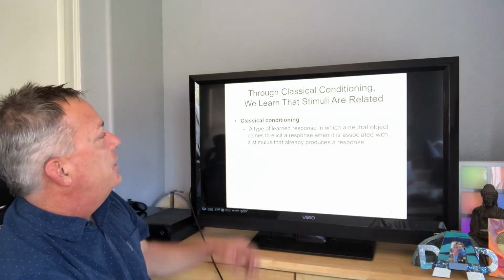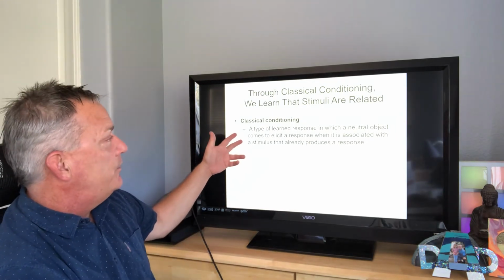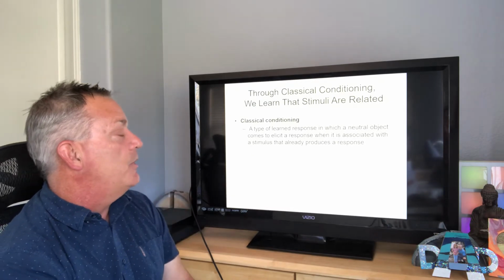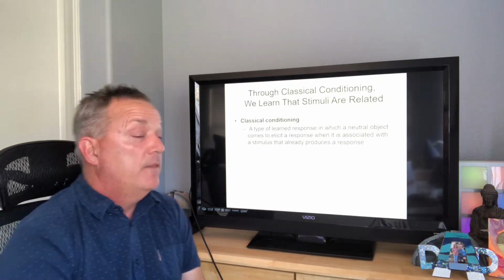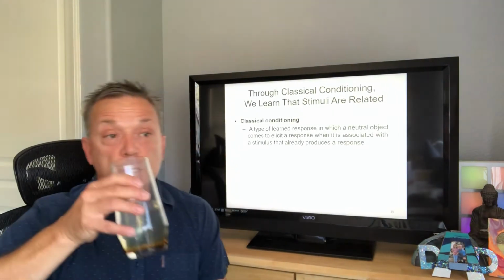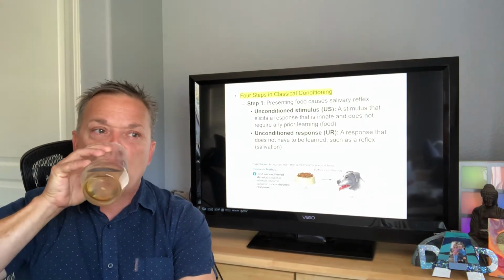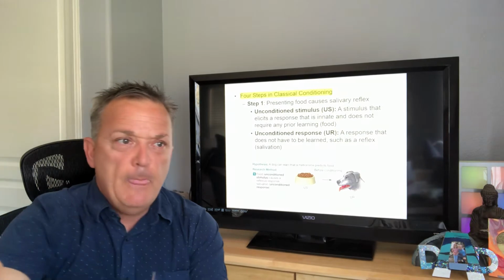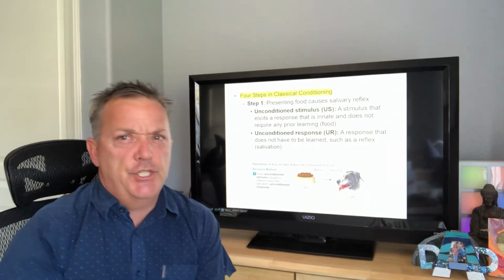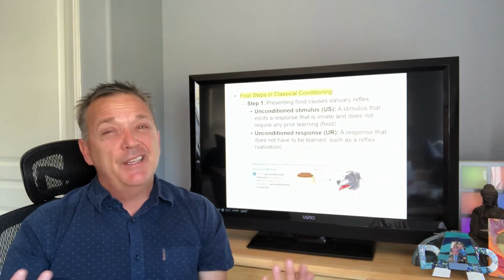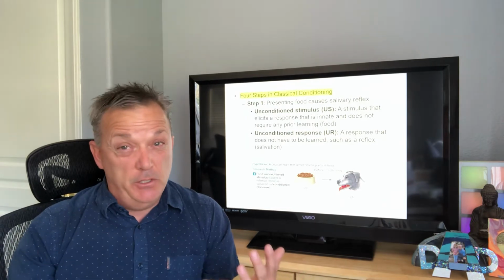It's classical conditioning, a type of learned response in which a neutral object comes to elicit a response when it is associated with a stimulus that already produces a response. So what's the neutral object? The metronome. Conditioned stimulus just means learned.